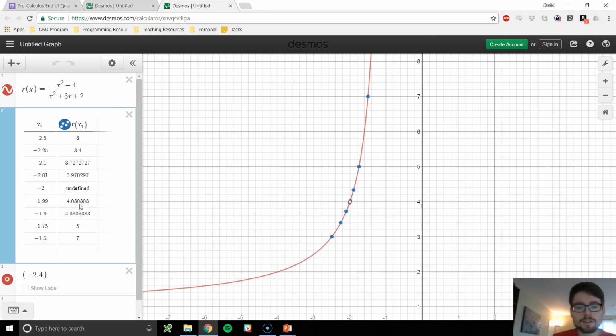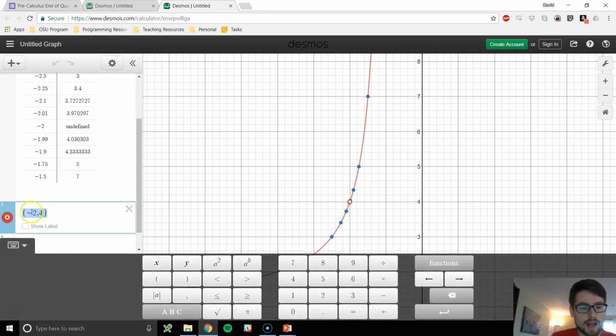4.03. And so it appears that the function's not blowing up, it's just getting close to 4 as x gets close to negative 2. So what we're going to say is that there's a hole at negative 2, 4. So the function has this little point plucked away from it when x is negative 2. And then the value it would approach there is 4.